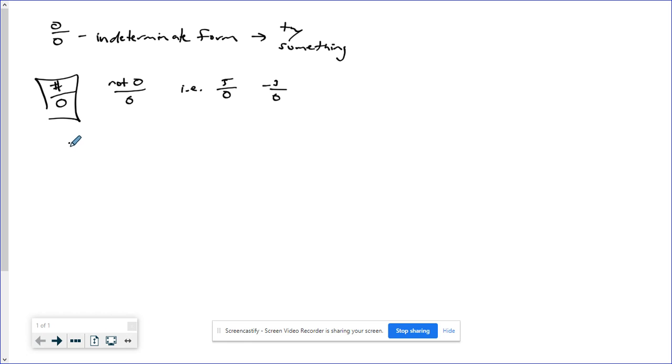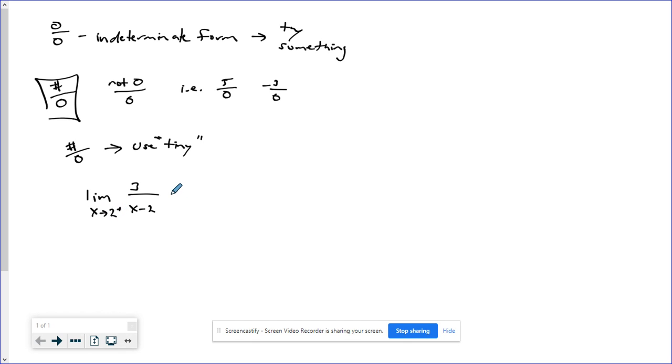But when we get number over 0, what I'm going to want you to do, and hopefully it'll make sense in a second, is we're going to use tiny. Like, what in God's name are you talking about? All right, so let's just do a question. Let's do the limit of 3 over x minus 2 as x goes to 2 from the right.